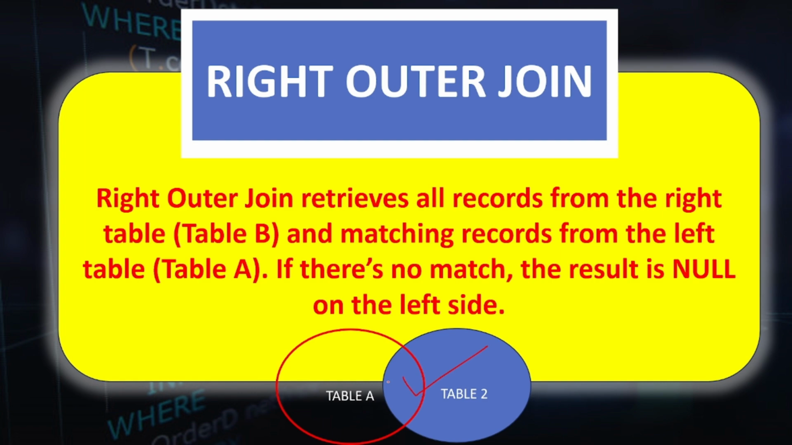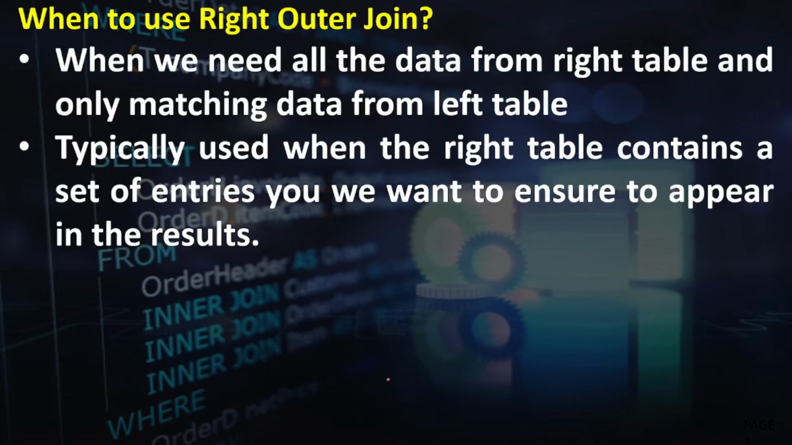So there are some cases wherein we can use right outer join. We will try to explore those. So when to use right outer join? When we need all the data from the right table, but only the matching data from the left table, then we should use right outer join. Typically, when the right table contains a set of entries that you want to ensure must appear, then in that case, we can use right outer join.